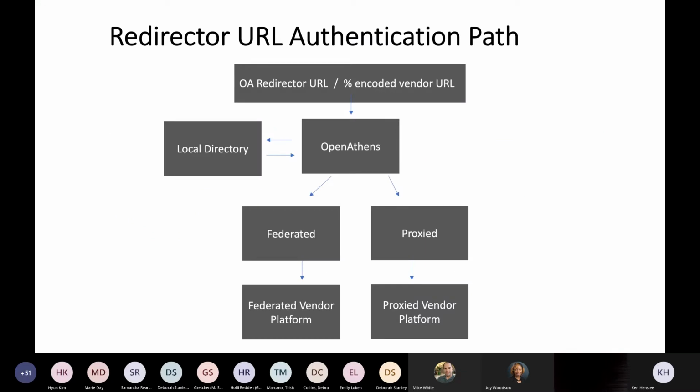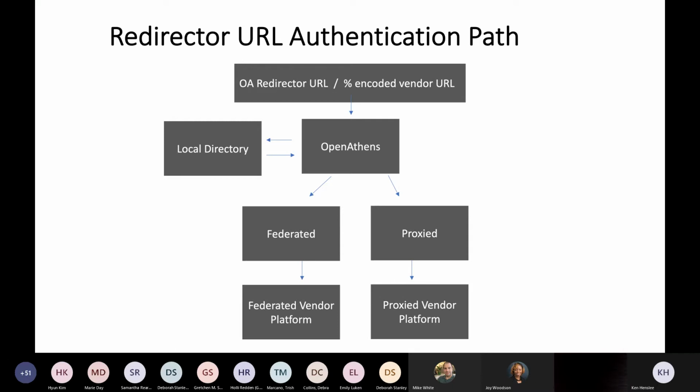So here is the redirector URL authentication path. This is not really a flow chart of whether you're authenticated or not. It's basically just showing you have an OpenAthens redirector URL prepended to an encoded vendor URL. That sends the users to OpenAthens, and at that point, OpenAthens looks over to the local directory that's been connected, that's your institution's local directory, and checks to see whether the user is valid.